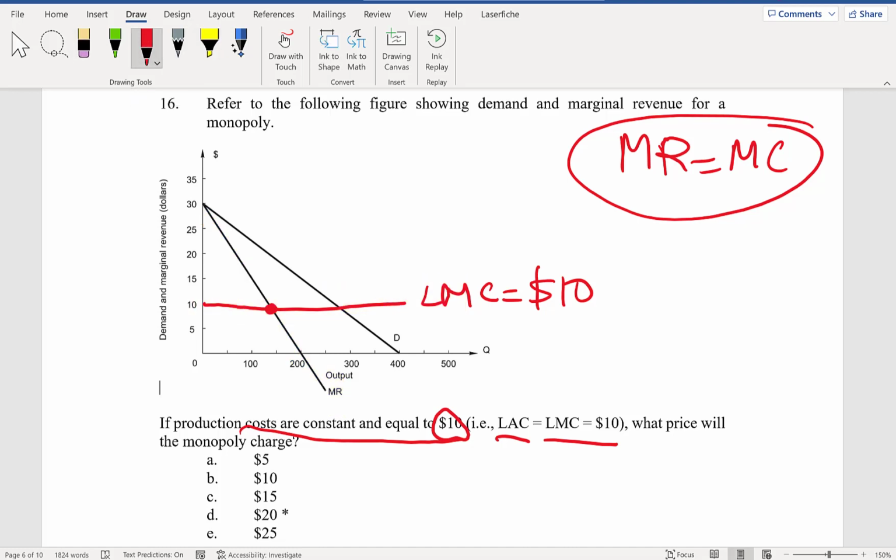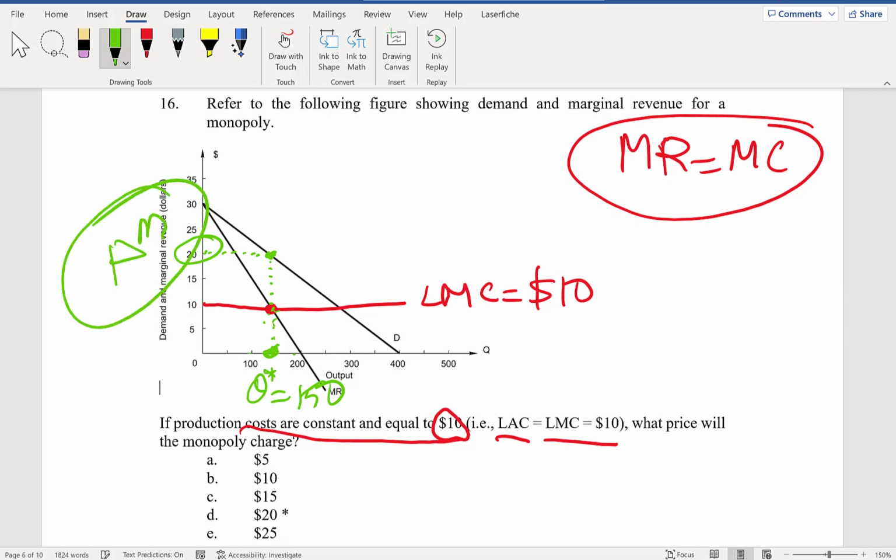So here the optimal level of output is Q star, 150. Start from the optimal level of output, go up, hit the demand curve, stop. Read it off the y-axis. So the price a monopolist charges is going to be $20.